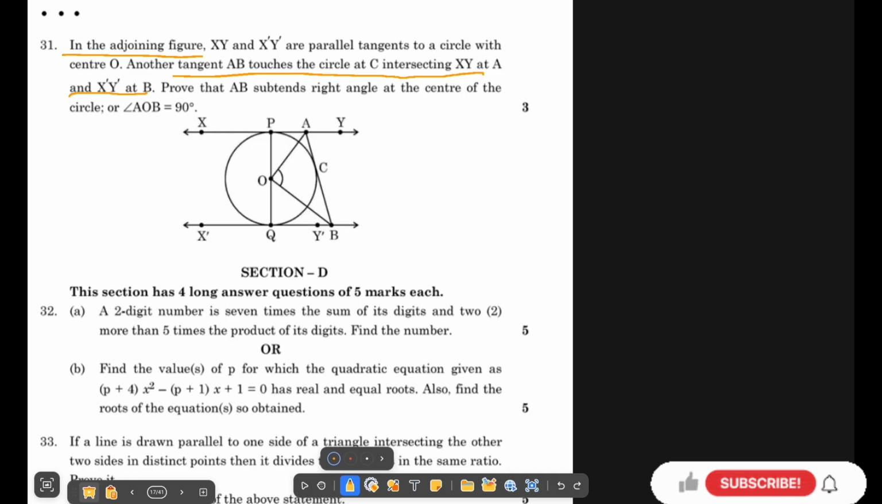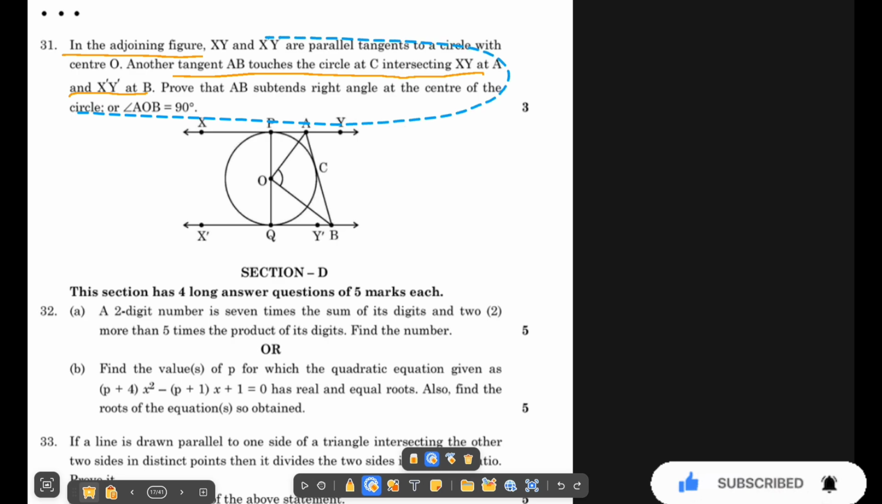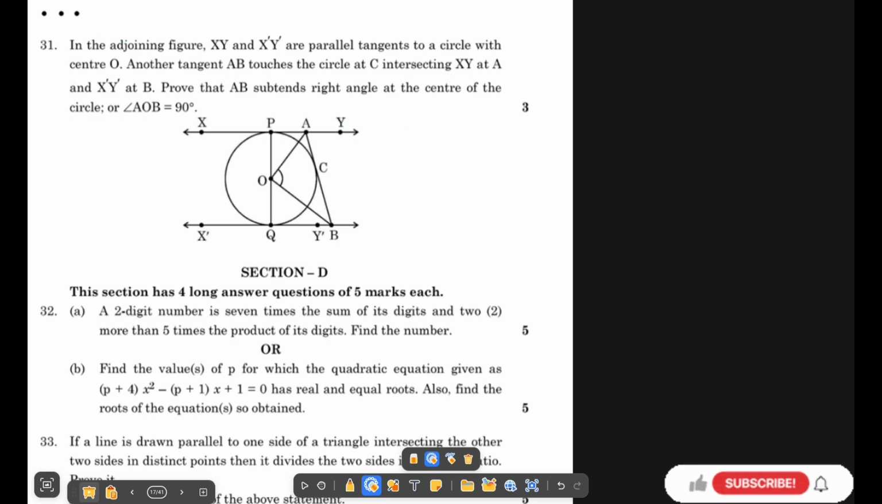Next, prove that AB subtends a right angle at the center of the circle. So this AB will make 90 degrees at the center. We have to prove that angle AOB is equal to 90 degrees. So let's try to prove it. Let's draw the diagram again.